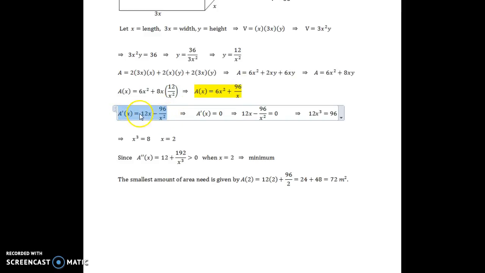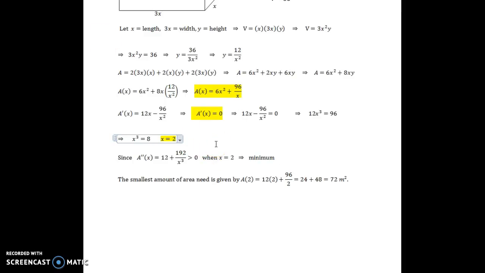Next thing we do, again with all these questions, is set the derivative equal to 0, and we solve for x. You can solve any number of ways here, multiply if you wish, and it works out to be a nice number. x cubed is equal to 8, and our solution is x equals 2. So that really is just about done.